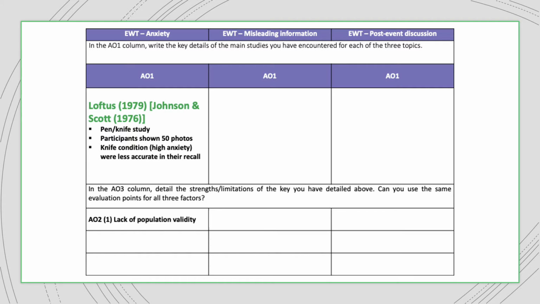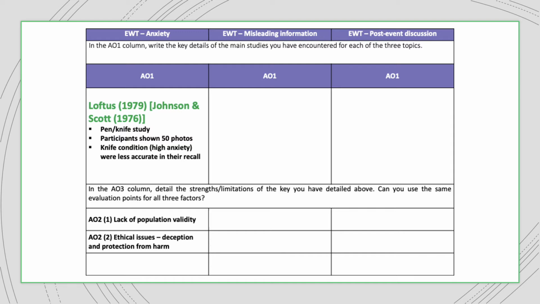So, evaluation. Lack of population validity. The population for Johnson and Scott's study was 24 male and 24 female white psychology students. So they don't represent the whole target population. So there is a severe lack of population validity in this study. There are also ethical issues. So participants thought that the argument was real. It might have caused some unnecessary stress. They weren't protected from harm.